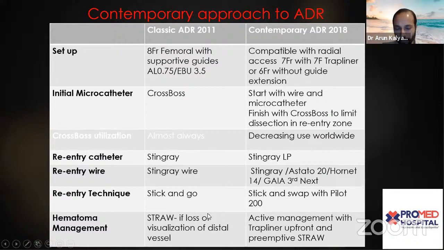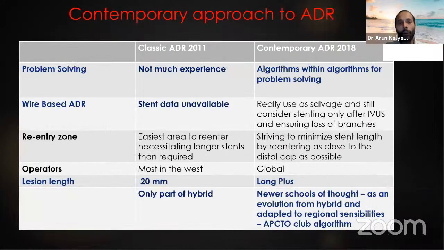Straw or hematoma management was only if we lost visualization. If you have Trapliner, or if you have a balloon that you can inflate up front, managing hematoma is the single most important thing in ADR. And we want to be preemptively thinking about how to manage hematoma. Initially it was kind of a free-for-all. We didn't really know what to do when you ran into trouble. Now we have clear guidelines about what to do if you're going to run into a problem here or there, et cetera.